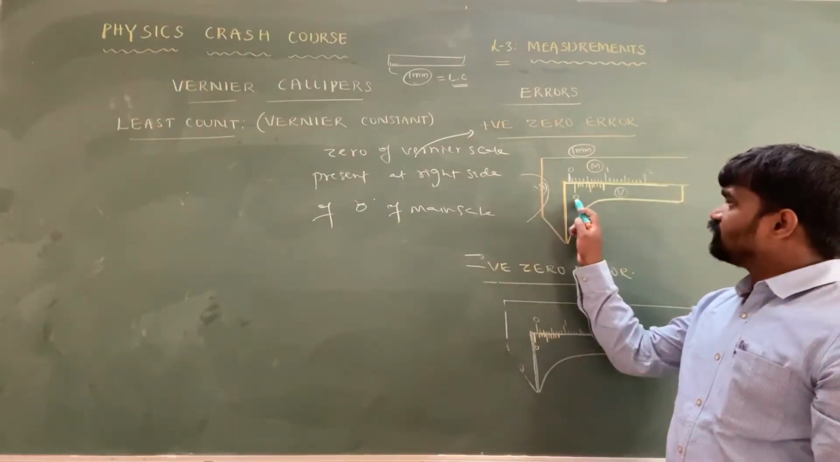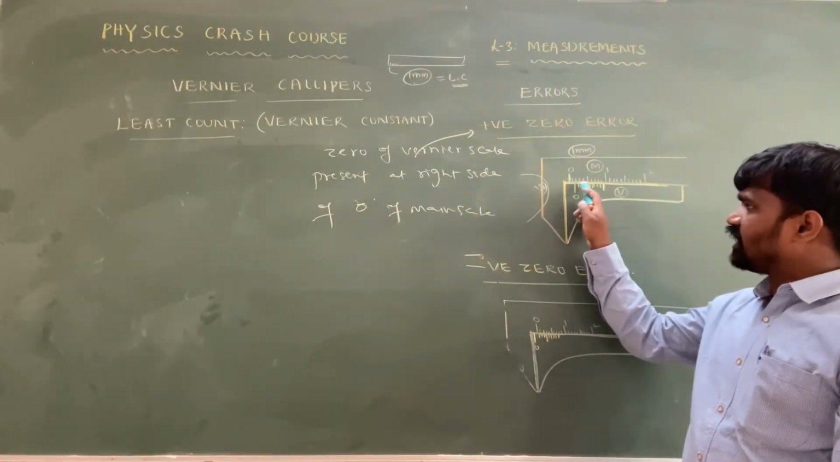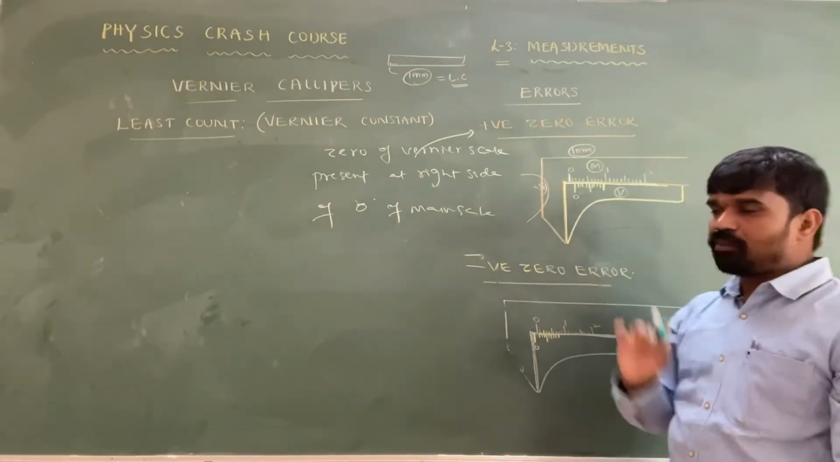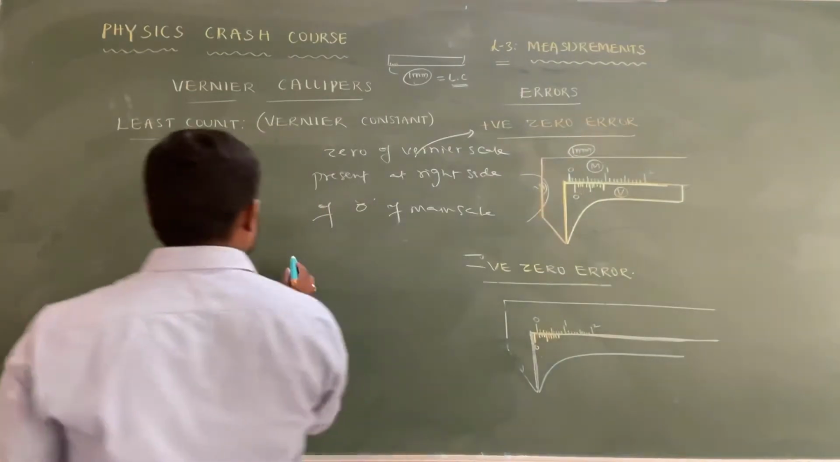Same way, if the zero of the vernier scale is present at the right side of the zero of the main scale, it comes under positive error. In the positive error, how to determine the positive error?